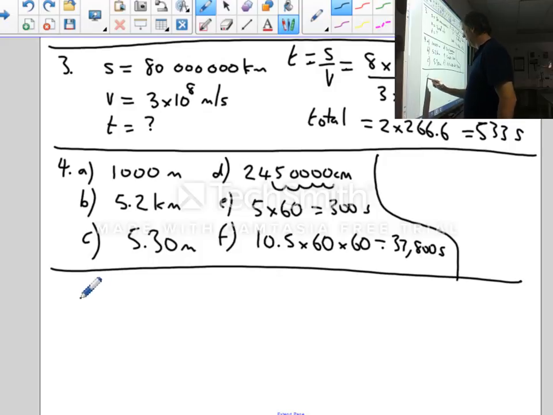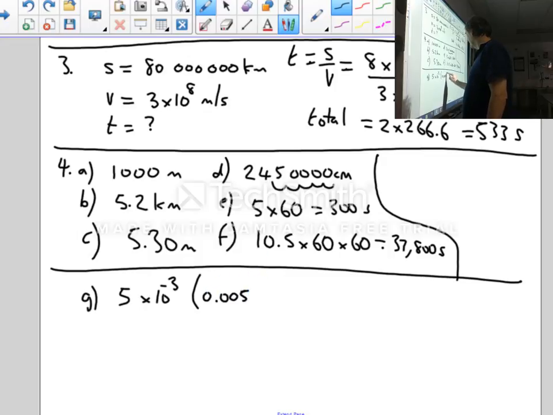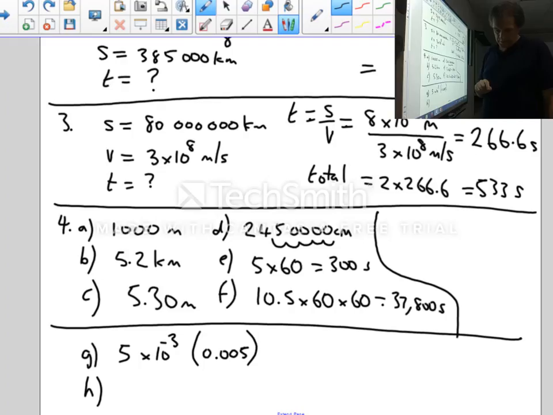We go down to G here. G is 5 milliseconds to seconds, so if you look that up on your multiplier, it's 5 by 10 to the minus 3, or 0.005 would also be the answer. Either's acceptable there. For H, we're converting 10 metres per second to metres per hour.